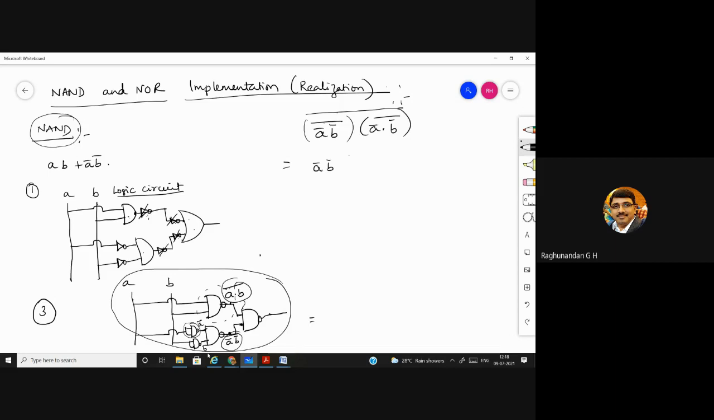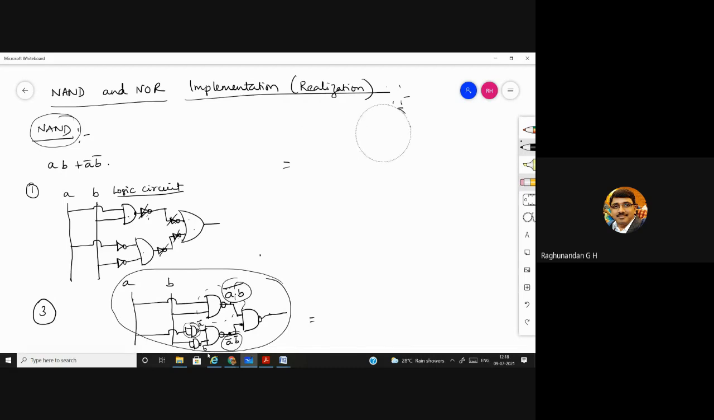So (A bar B bar) whole bar, again one more bar, plus A bar into B bar. So I think I wrote B whole bar, double bar, no? I think I messed up this one. How is it correct? AB whole bar, that is going to pass through this. This is going to pass through this.